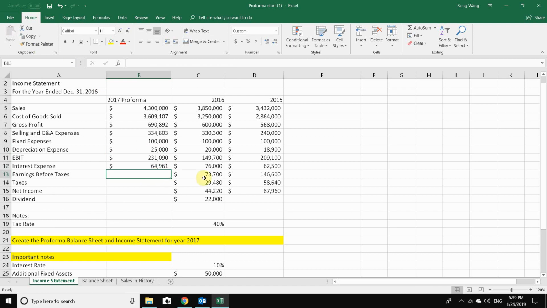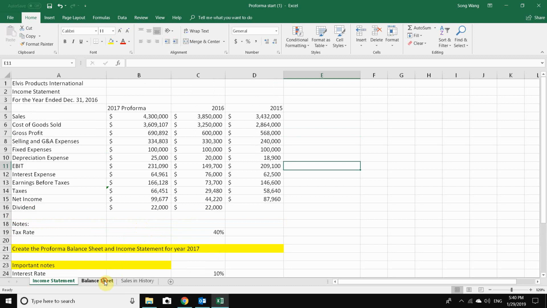And then earnings before taxes is my EBIT minus interest expense. Taxes is my earnings before taxes times the tax rate. The net income is taxable income minus taxes, and the dividend is the same as last year, which is 22,000. Okay, so that's it for the pro forma income statement for now.